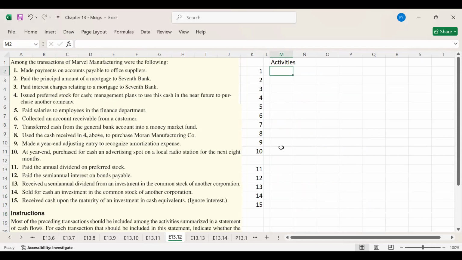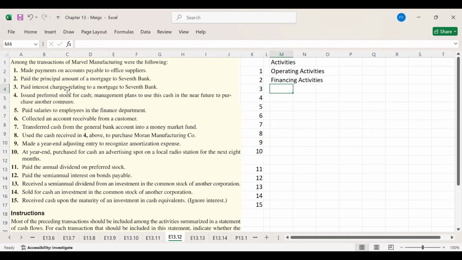We are going to practice another problem, which is 13.12, and again we are classifying all the cash receipts and payments into one of these activities. So first of all, made cash payments on accounts payable to the supplier. This is related to core business operations, so this is operating activities. Then paid principal amount on mortgage. Mortgage means this is just like a loan. So this is financing activities. Whether you are receiving or paying a loan, this would be financing activities.